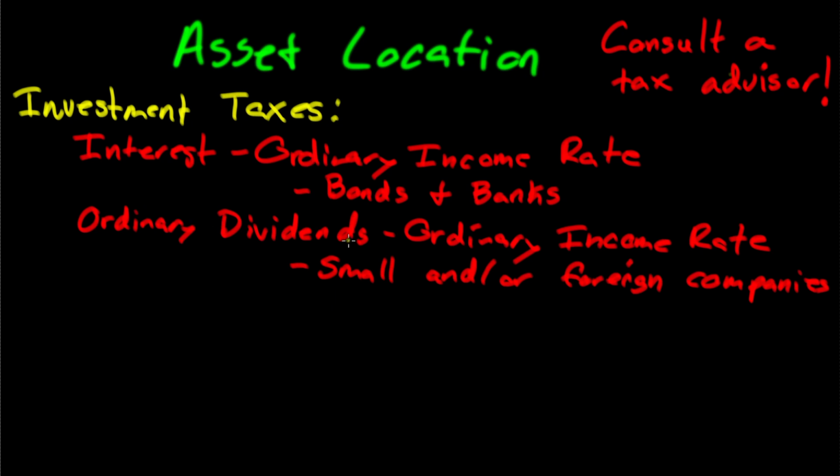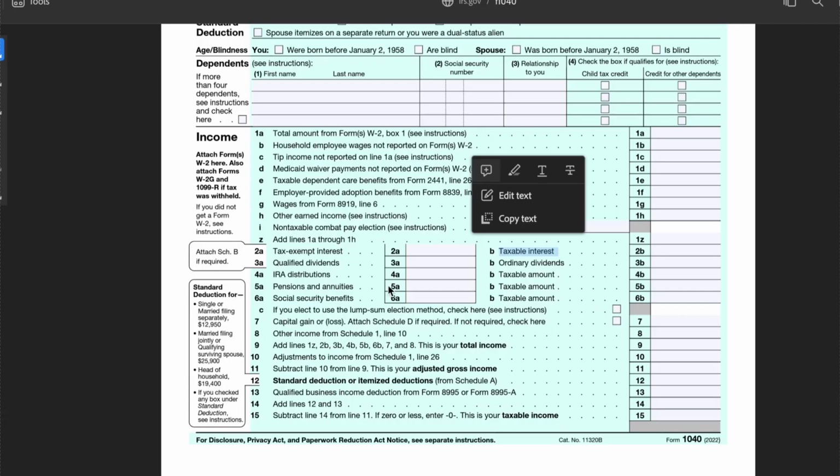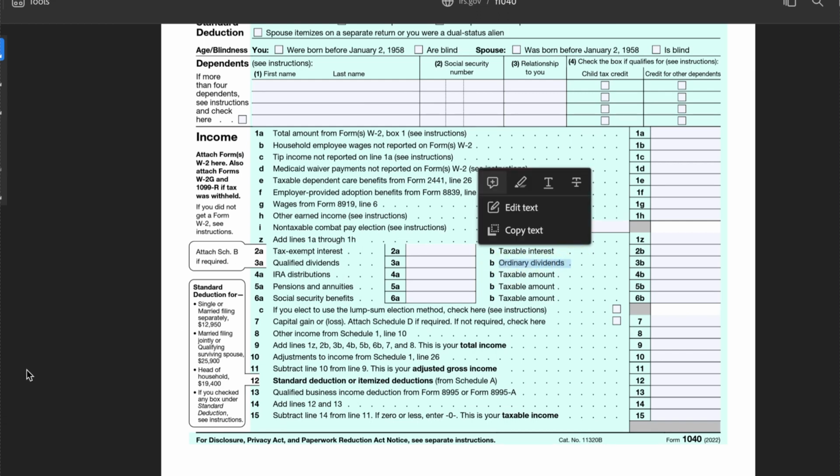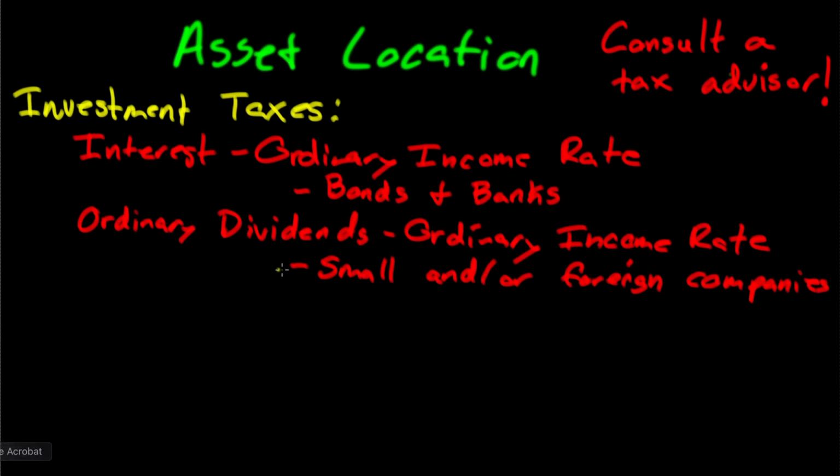Next is ordinary dividends. So going back to our 1040, that's this box here, ordinary dividends. These are dividends that are typically paid by small U.S. companies and or foreign companies. And they, again, are taxed at your ordinary income tax rate, whatever your marginal income tax bracket is.